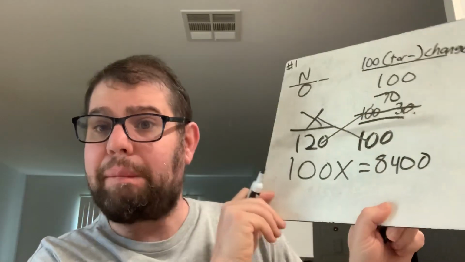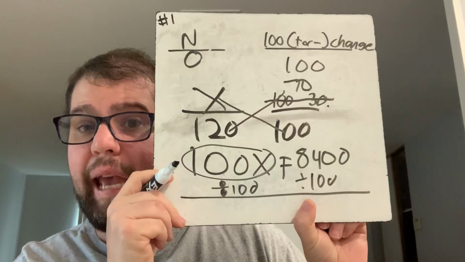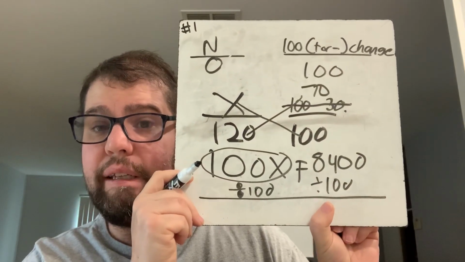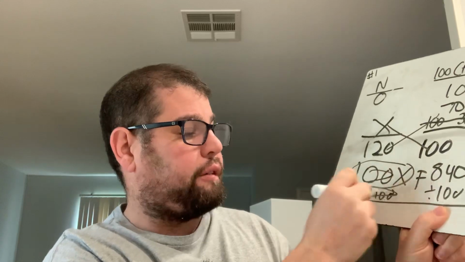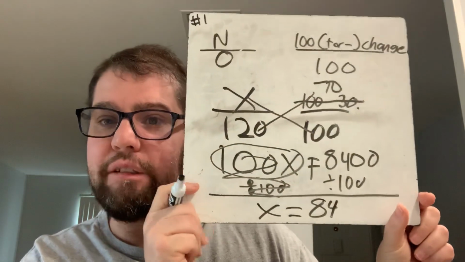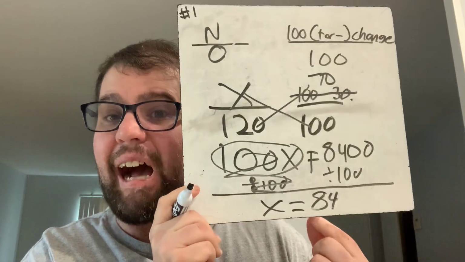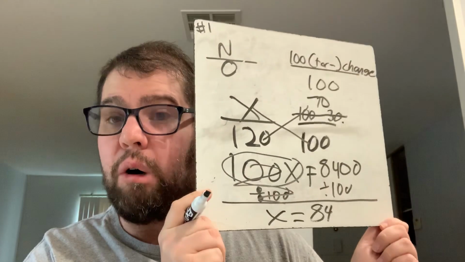Nothing new, right? I'm going to line, circle, cover, divide. I'm going to use my calculator. 8,400 divided by 100 is 84. That crosses off. X equals 84. And that's your answer. So that $120 TV that you would normally spend, you can get it today on sale for only $84. That is problem number 1.